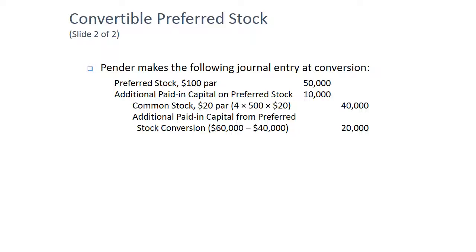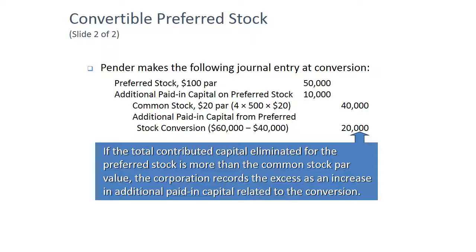Okay, so whenever you see an additional paid-in capital account, that account will appear in the contributed capital section of stockholders' equity on our balance sheet. But we convert it at book value. If the total contributed capital eliminated for the preferred stock is more than the common stock par value, the corporation records the excess as an increase in additional paid-in capital related to the conversion. That's what we just did.